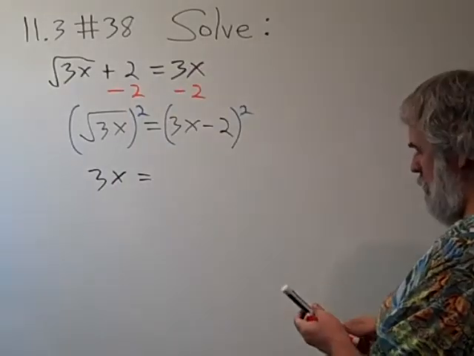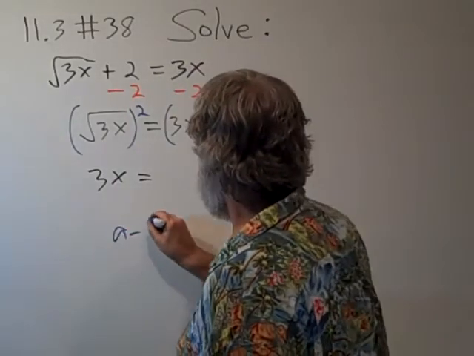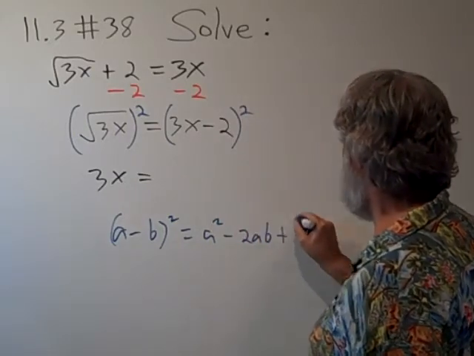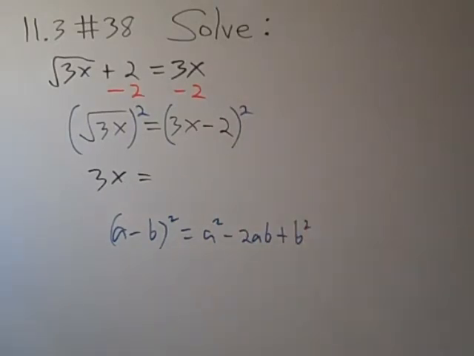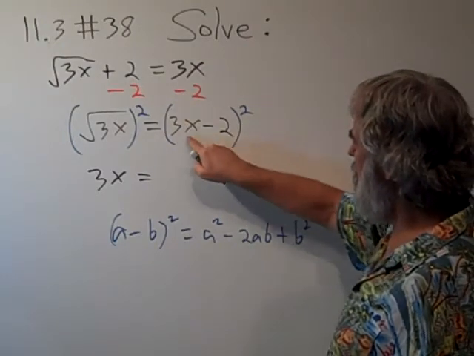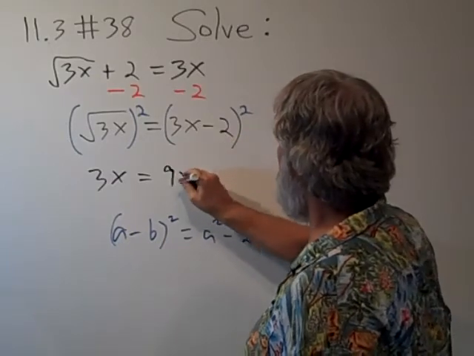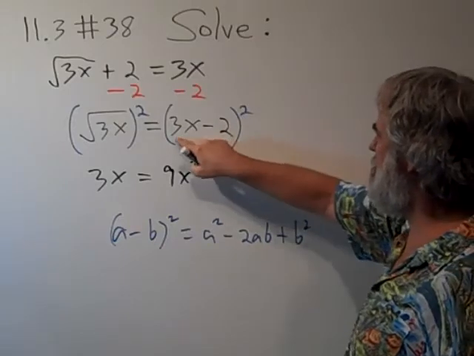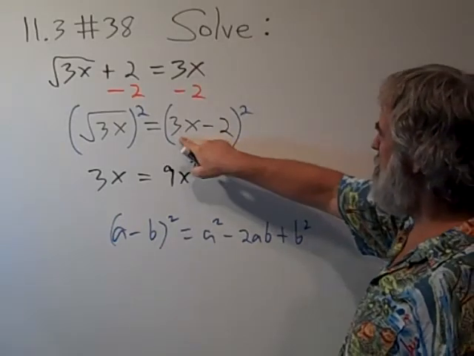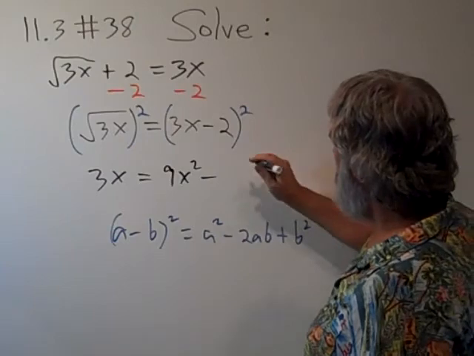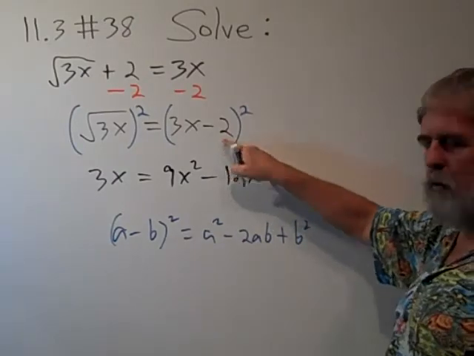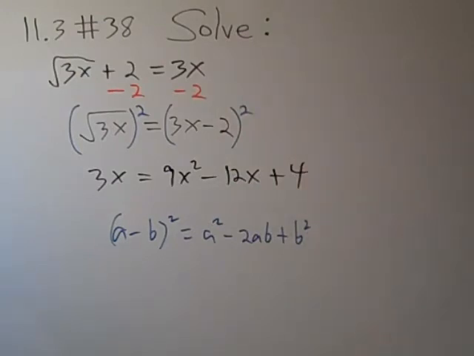equaling this binomial squared. Now recall that a minus b squared is equal to a squared minus 2ab plus b squared. Applying that to this binomial, we have the 3x squared, so it's 3x times 3x is 9x squared. That's minus 2 times a times b is 2 times 3x times 2. 2 times 3x is 6x times 2 is 12x. And plus b squared is plus 2 squared, so that's plus 4.